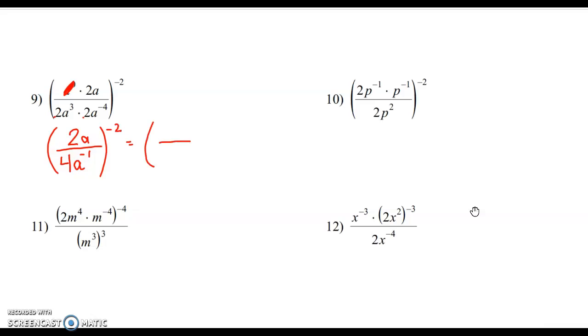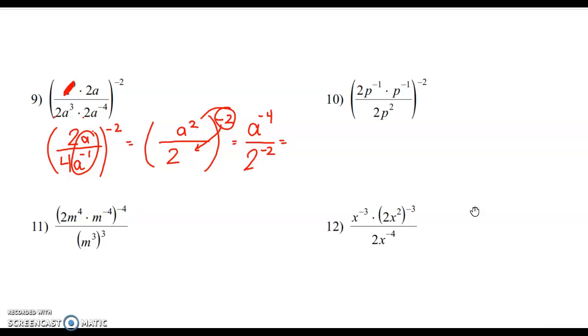Well, 2 over 4 would be 1 over 2, right? 2/4 is 1/2. And then I have a's on top and a's on bottom. So a to the 1 minus negative 1 is 2. Still to the power of negative 2. So now I bring that negative 2 to the top and to the bottom. And if there's a power already there, I multiply. So a to the 2 times negative 2 is negative 4. 2 to the negative 2.